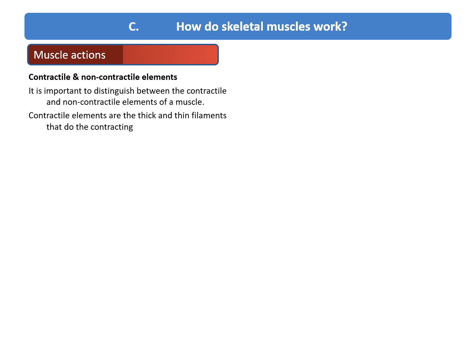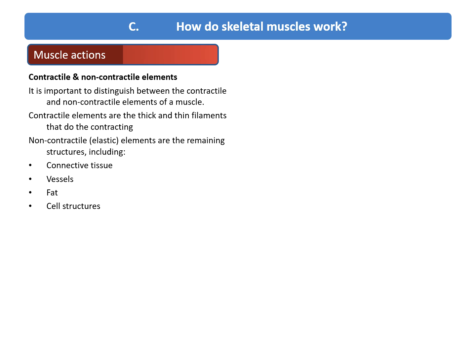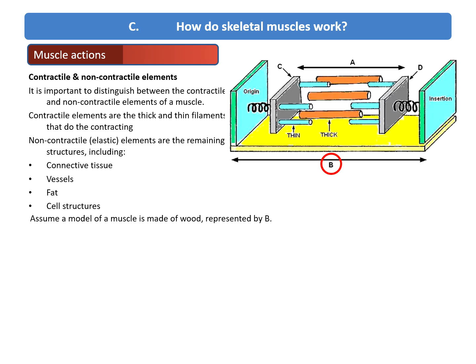Contractile elements are the thick and thin filaments that do the contracting. They slide across one another. The non-contractile elements are usually elastic. These are the remaining structures. They include connective tissue in the muscle, blood vessels, fat, and cell structures.